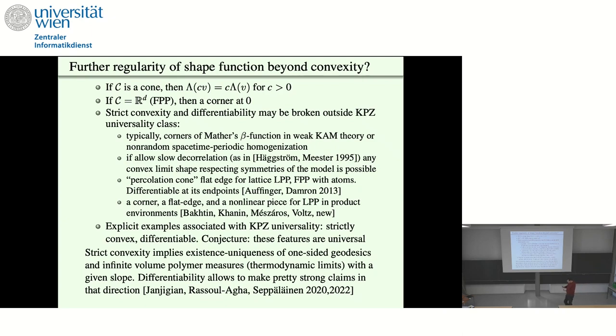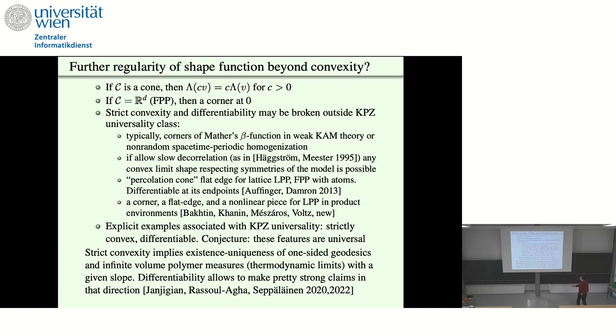In the FPP situation, when you can go in all directions, then the set of admissible directions is actually the entire space, and the shape function looks like a cone, right? I mean, it's essentially like the Euclidean metric, the same in all directions. Rotation invariant, and therefore you have a corner at zero, so it's not differentiable at zero, never. And also, if you step away from the KPZ universality class, this notion is a little vague, but if you step away from it, then there are various violations of strict convexity and of no corners, that is, differentiability.